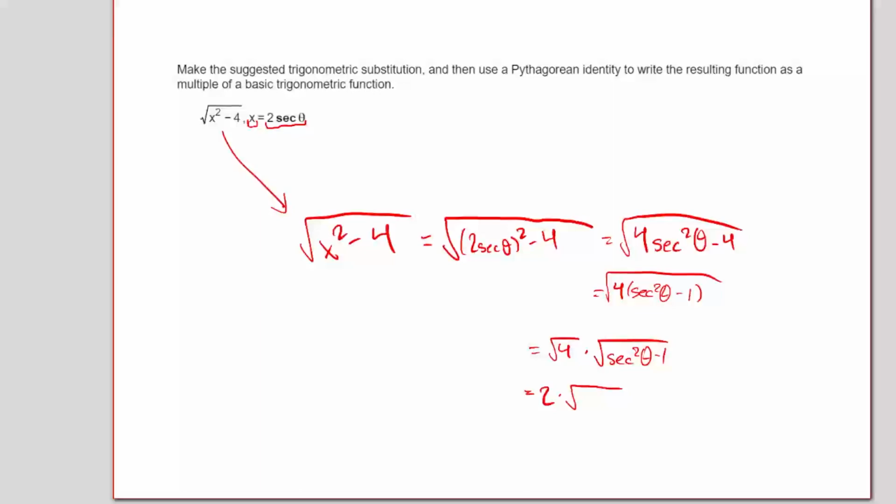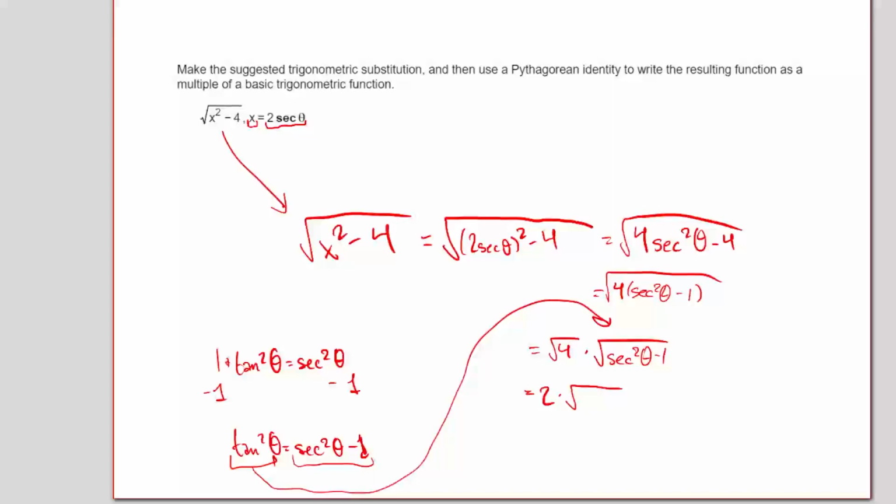Recall, we're supposed to be using a trigonometric identity, and 1 with secant theta is just 1 plus tangent squared theta is equal to secant squared theta. Now, if we subtract 1 on both sides, we will get tangent squared theta is equal to secant squared theta minus 1. And right there, we have a simplified version of secant squared minus 1. And we can plug that in right here. And we'll get the square root of just tangent squared theta.